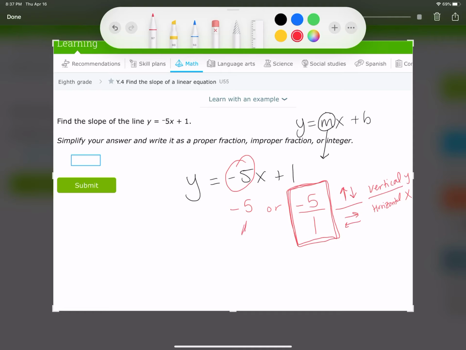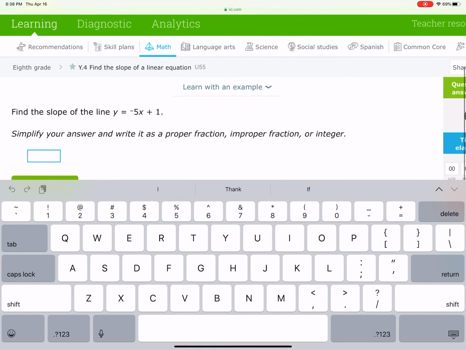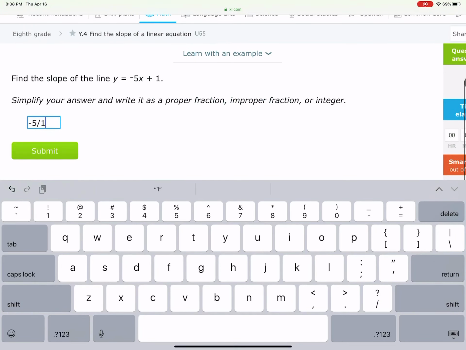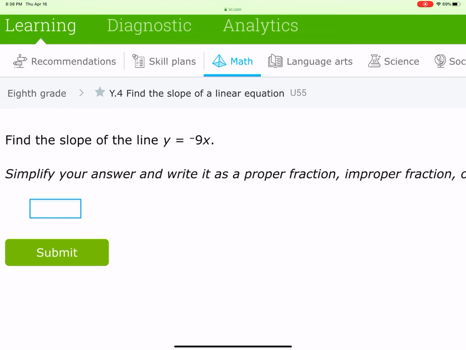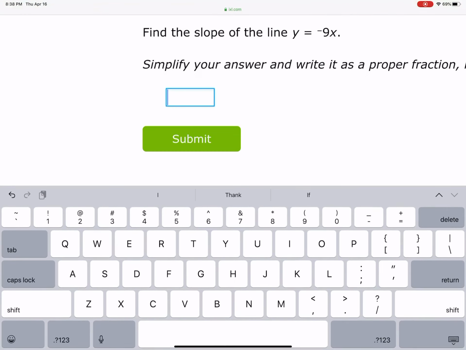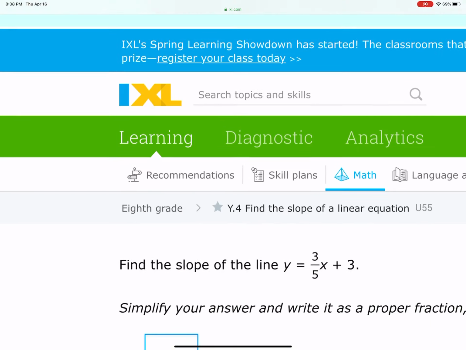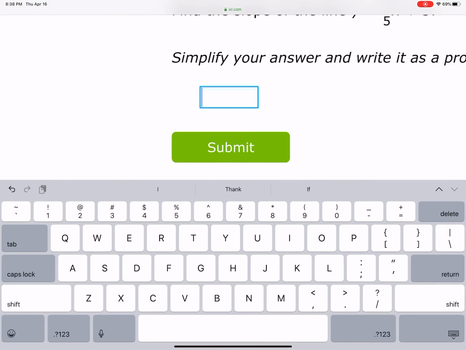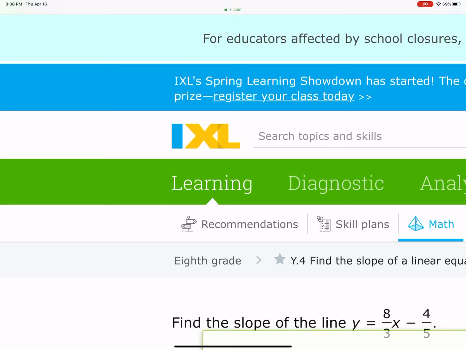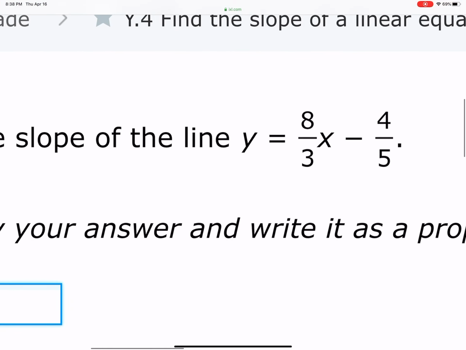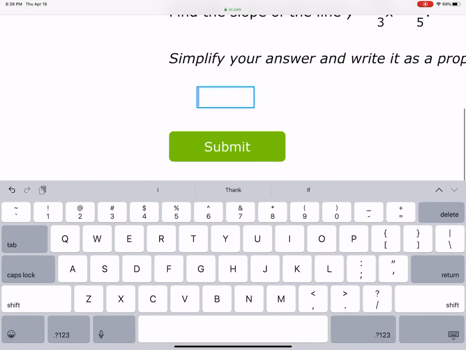Now, if you were just to say, okay, the slope is -5, you're not wrong, but then when you start to graph, you're going to forget that it's -5 to the right one. So always put a 1 under it if it's a whole number. So -5 over 1. Let's go see that. -5 over 1. Perfect. Now, what's the slope in this case? The number that's in front of x, which is -9 over 1. Now, in this case, what's your slope? 3 over 5. Submit. What's your slope here? The number that's in front of x. So that's 8 over 3.